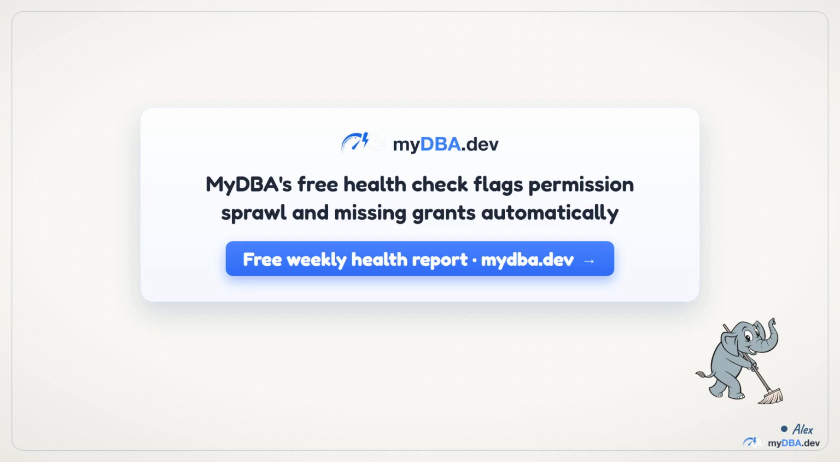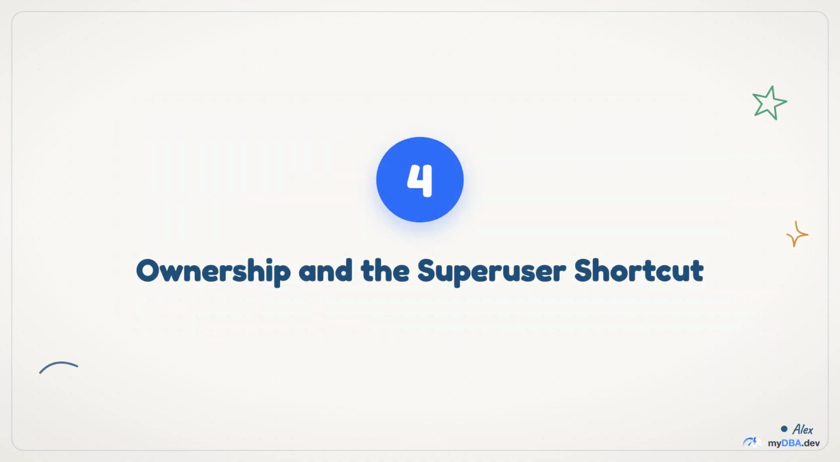Now ownership, because it bypasses a lot of this. What do you mean, bypasses? The role that creates an object is its owner, and the owner has extensive privileges on that object. Plus, ownership gives you control over the object that other roles don't have.